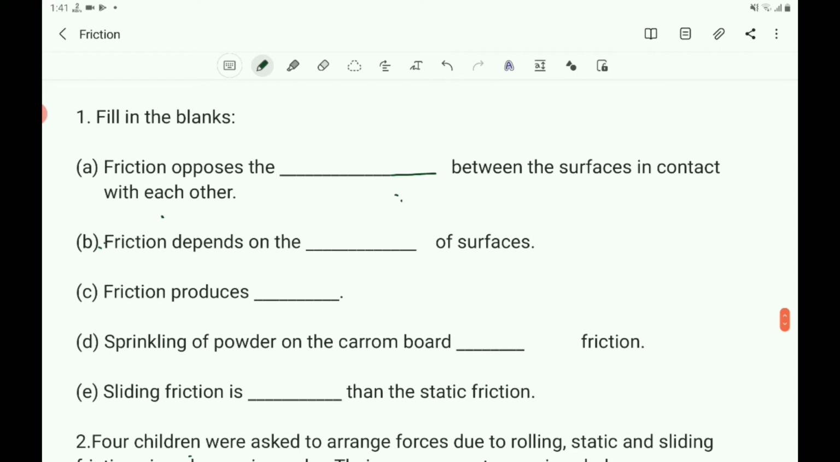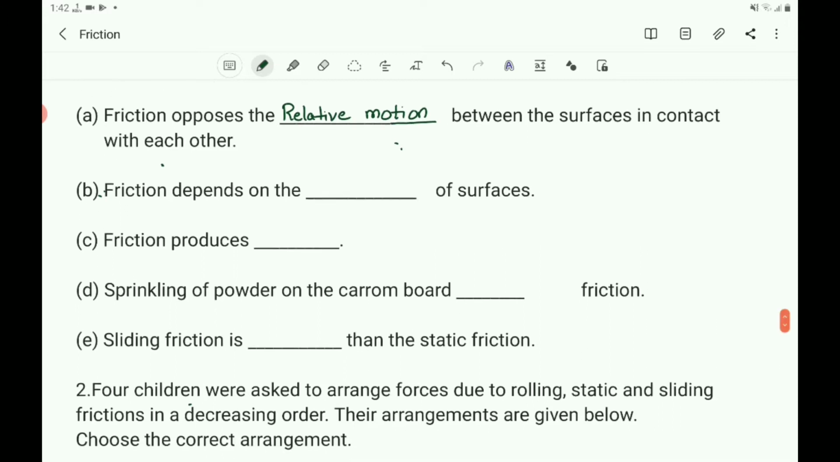First one, A: Friction opposes the dash between the surfaces in contact with each other. We know that friction opposes the motion between the surfaces in contact with each other. That is nothing but the relative motion. So you write the answer: relative motion. Friction opposes the relative motion between the surfaces in contact with each other.